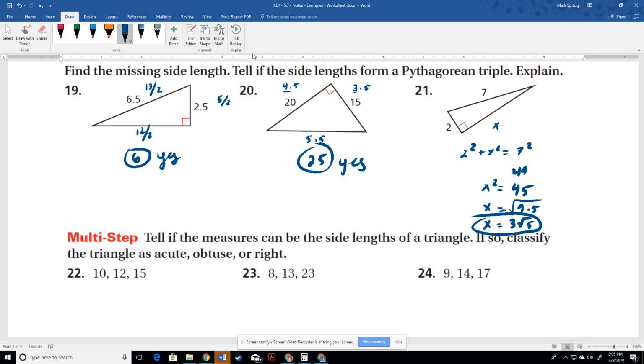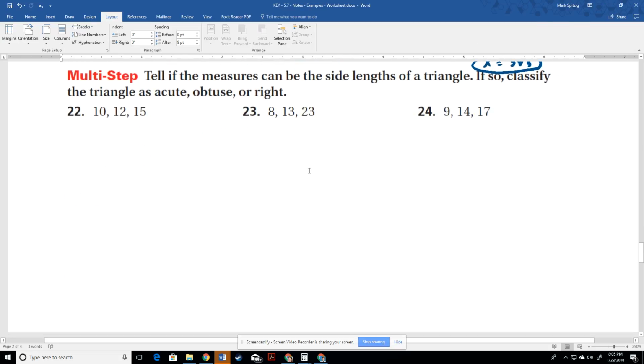All right, so now we have to tell if they can be the side lengths of a triangle. If so, we'll classify it. So 10 plus 12 is bigger than 15. 8 plus 13 is 21, not bigger. So we can just go ahead and say not a triangle in this one. 9 plus 14, 23, is bigger than 17, triangle.